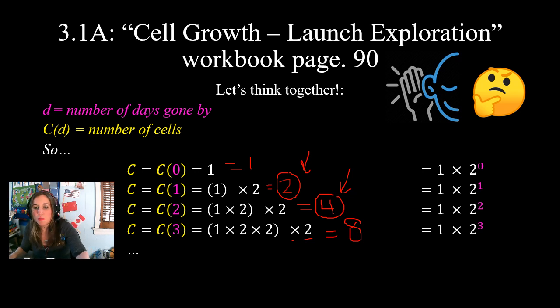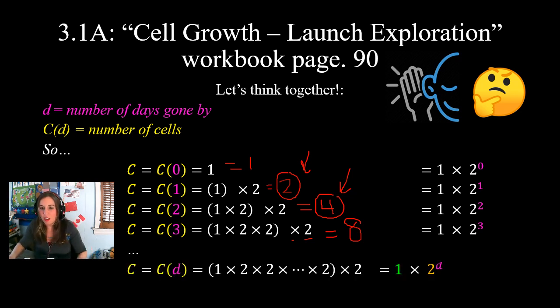exponential function here. So if we were to generalize it, we could say that the number of cells after D days is equal to, we're starting with 1 cell and we're just continuing to let it double. Every day it's doubling. So I'm multiplying by 2, multiplying by 2, multiplying by 2, multiplying by 2, multiplying by 2, right? So generalized, we have our initial value multiplied by our constant multiplier, which is being raised to the power of the number of days gone by. Okay, that's how we would generalize this equation.